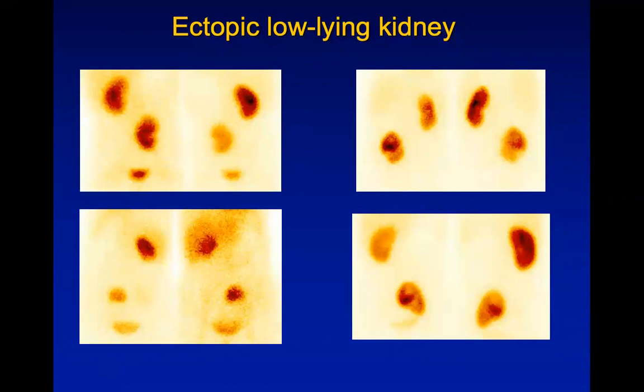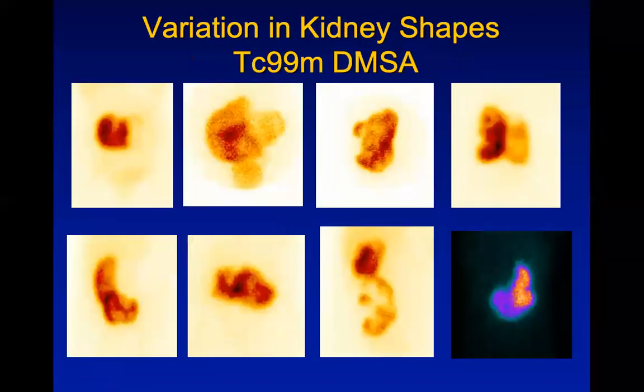Ectopic low-lying kidneys, again, one of the indications as I said was for locating ectopic kidneys and quantitating their function. Also, you can have a variety of fused kidneys, pancake kidneys, ectopic kidneys, cross-fused kidneys, all identified on the DMSA scan.